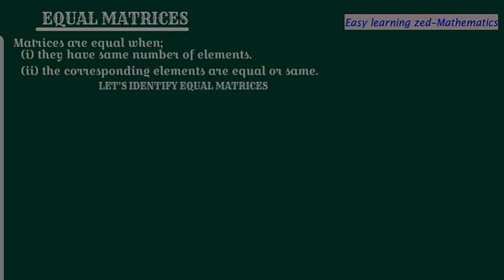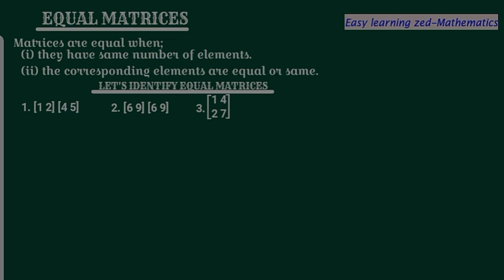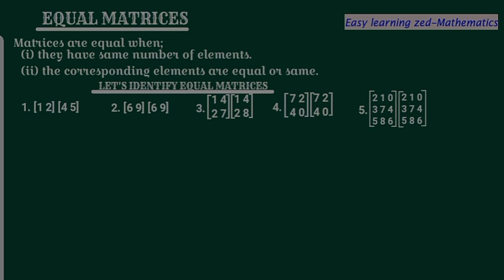Okay, let's identify equal matrices. Below here are some examples of pairs of matrices. In these examples, I've just used pairs to simplify my explanations. But these matrices can be a pair or a group of 3 or 4. They can be as many as even 100, depending on the information you have. Okay, so now let's start checking whether these matrices are equal.